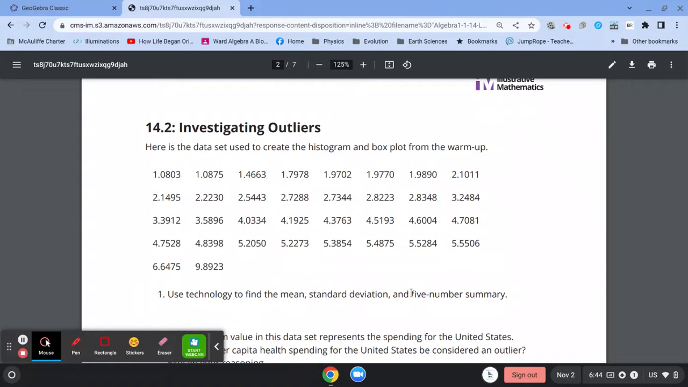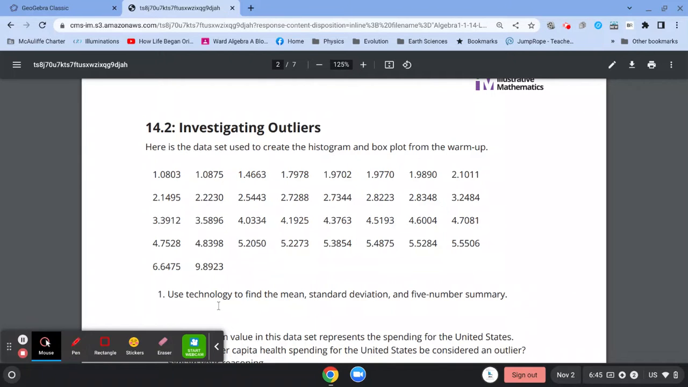Some of you have said, I don't remember what the 5-number summary is. That's the stuff you need to make a box plot. That's the stuff you need when you're finding the interquartile range. So the 5-number summary is the minimum and maximum, the median, the first quartile, which is the median of the lower half, and the third quartile, which is the median of the upper half.